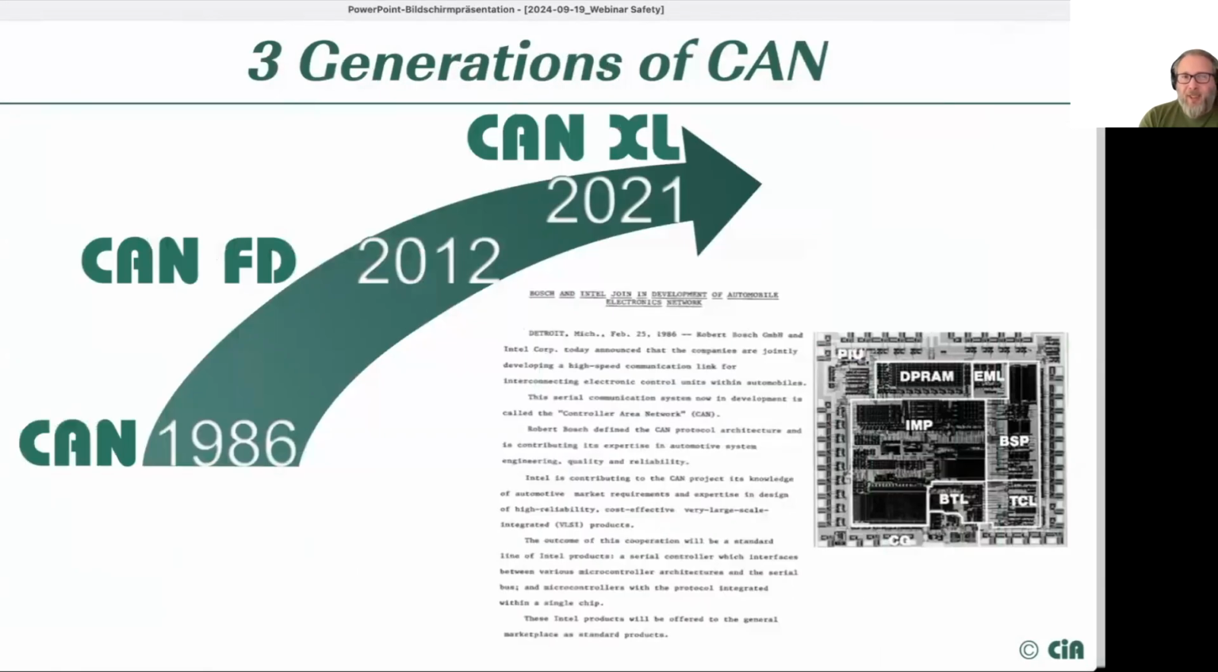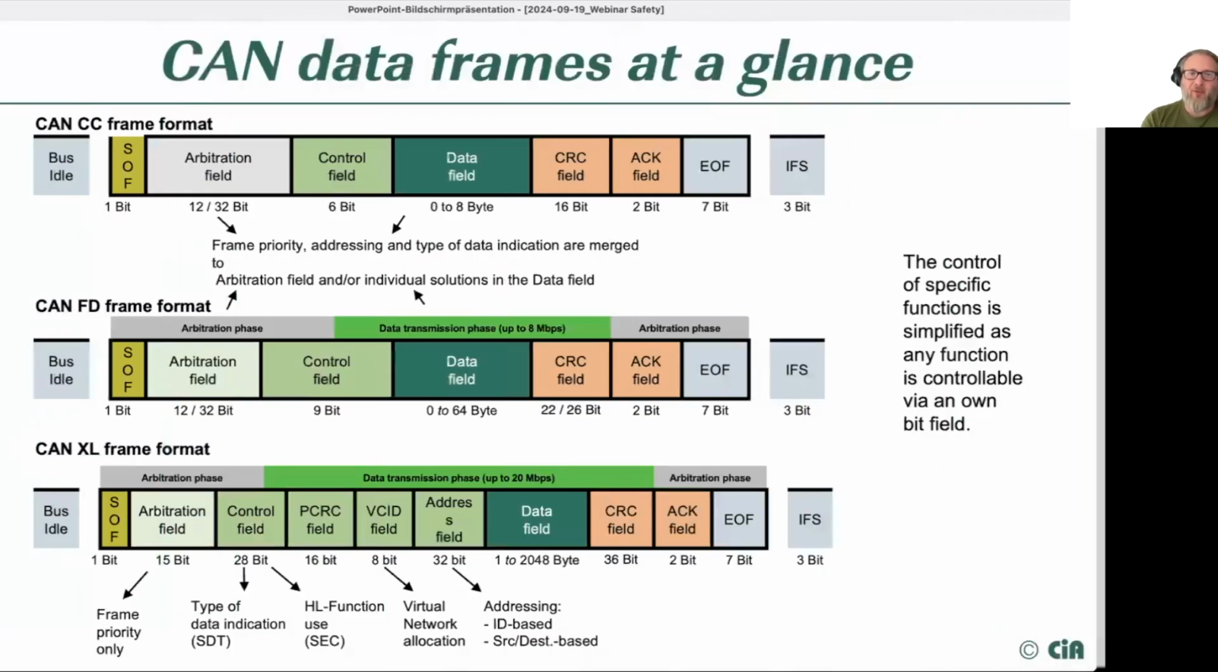If we look back and if we look forward, we have 3 generations of CAN: the published and in-use CAN CC, or the original CAN from 1986. As I mentioned, we have our second generation, CAN FD, released in 2012. And we have our newest generation, CAN XL, released in 2021. So that basically means we have 3 generations of CAN.